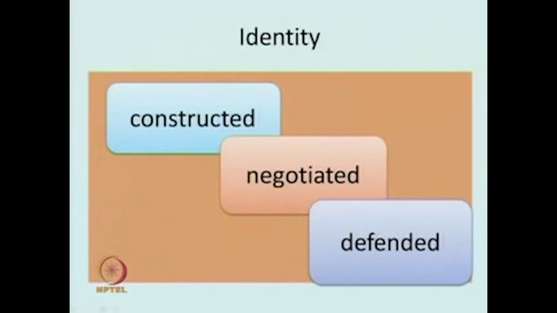Therefore, how do we understand identity? Finally, if you have to sum up the points that we've been talking about, identity is constructed, identity is negotiated, and identity is defended. The fact that identity is constructed is something that we have looked at. Identity is also negotiated. Do not think that, even as we are doing cultural theory, we are the people who understand the constructedness, the fluidity and the dynamism of identity. It is not so.